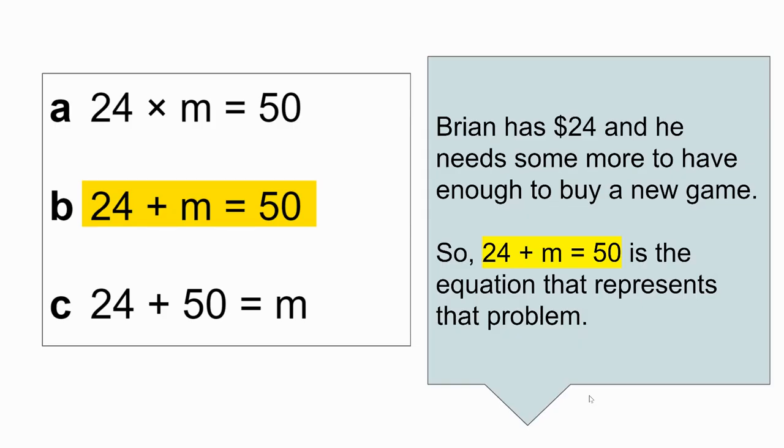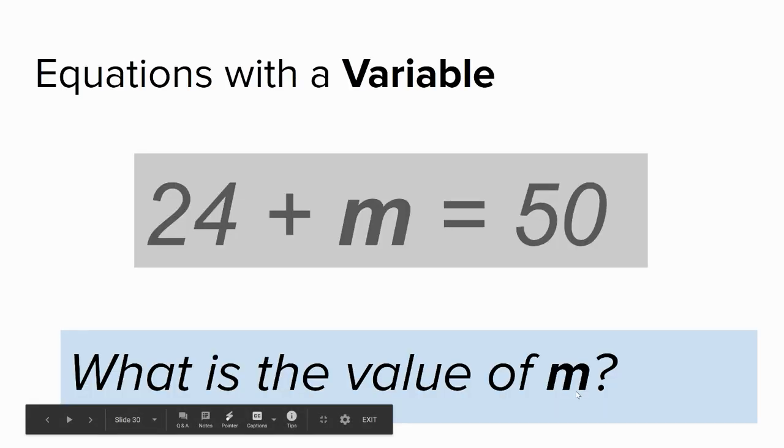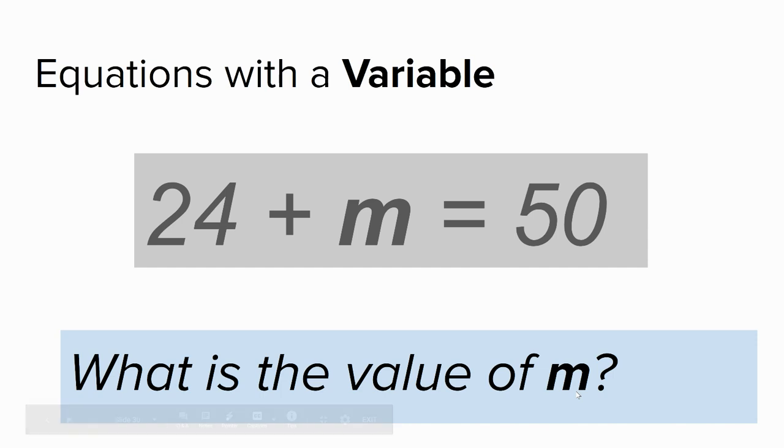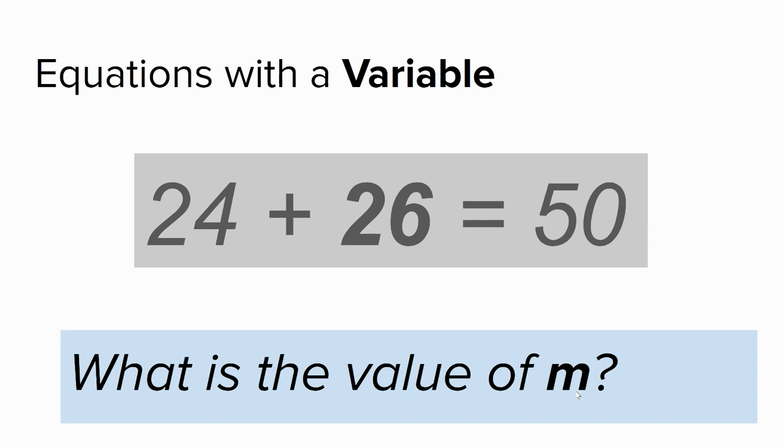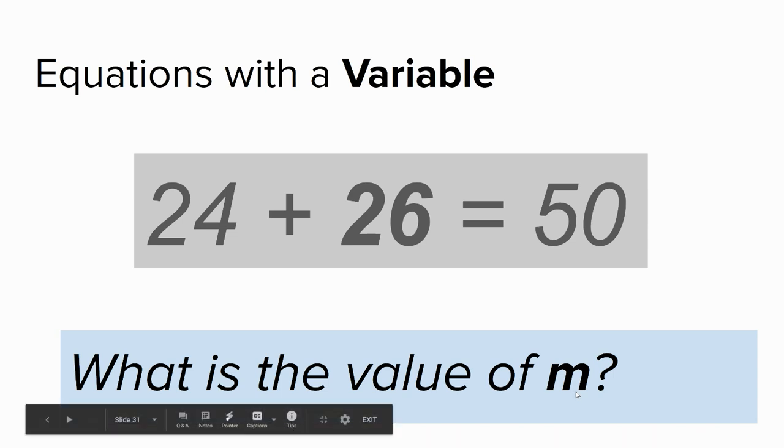The equation that could match that problem is 24 plus m equals 50. Brian has $24 and he needs some more to have enough to buy a new game. So 24 plus m equals 50 is the equation that represents that problem. What do you think the value of m is? How much more money does Brian need? Brian needs 26 more dollars before he has enough to buy his game.